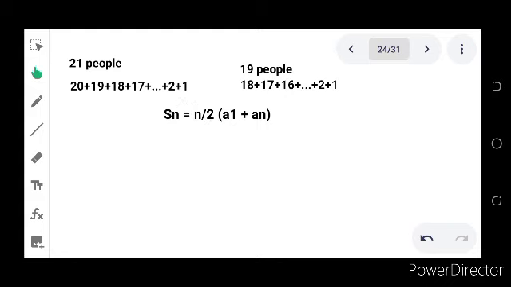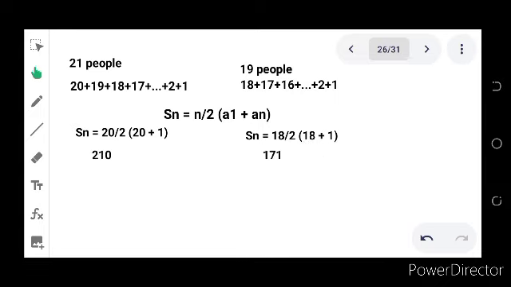So, for this one, we have from 20 to 1, there are 20 terms over 2. A sub 1 is 20 because that's the first term. A sub n is 1, so that is S sub n is equal to 20 over 2 times 20 plus 1. And for 19 people, there will be 18 terms from 1 to 18. That's why it's 18 over 2. First term is 18, last term is 1. That's why we have the answer here.